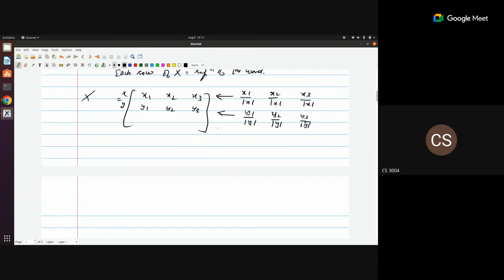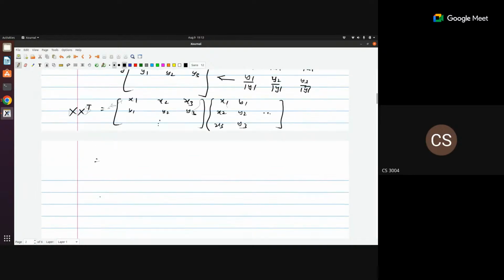So let's take these two rows as an example. What is it that we'll get as X X transpose? I'm not writing the mods right now; we will consider them. So X X transpose is going to be like this. This is what we are going to get. The division by mods I've not done yet; we'll do that.